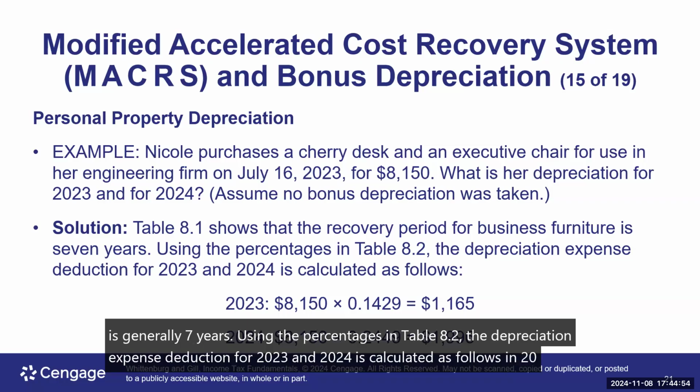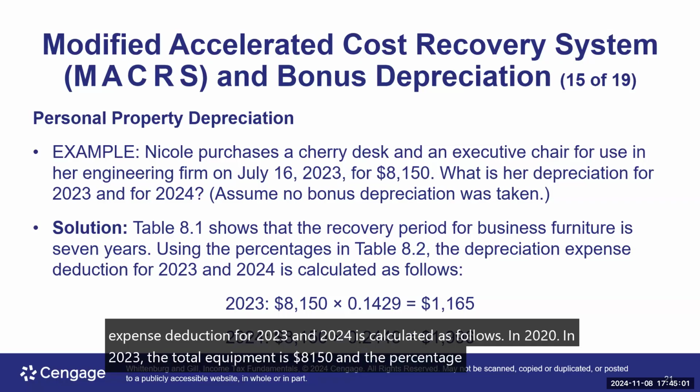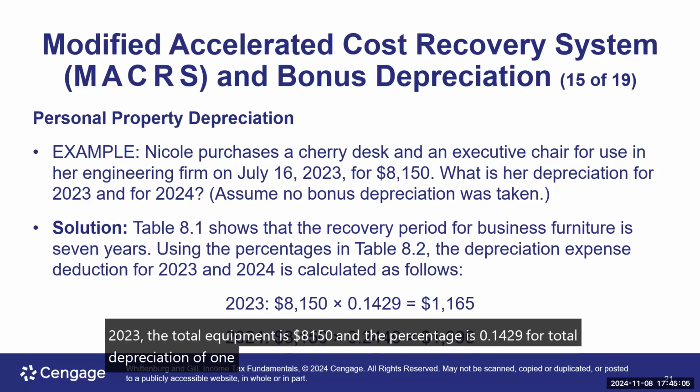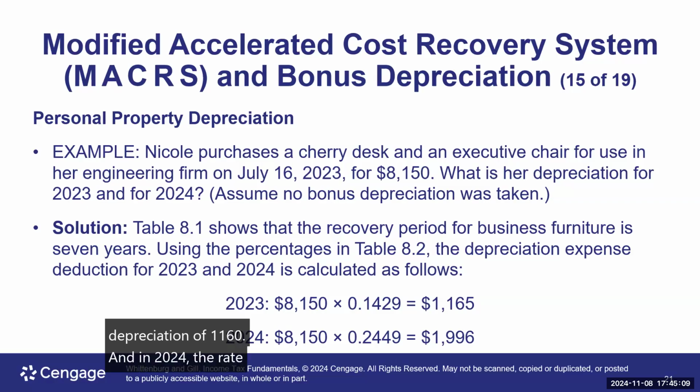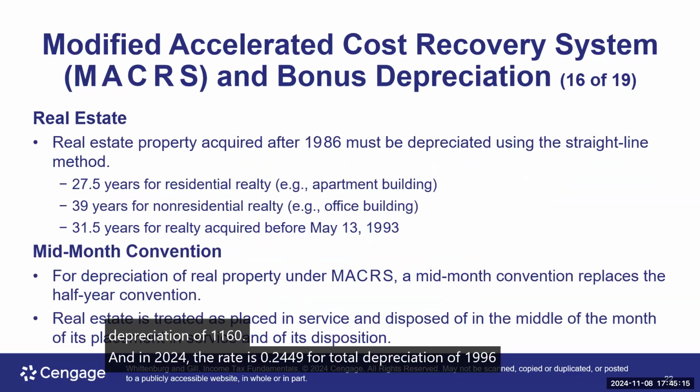In 2023, the total equipment is $8,150, and the percentage is 0.1429 for total depreciation of $1,165. And in 2024, the rate is 0.2449 for total depreciation of $1,996.